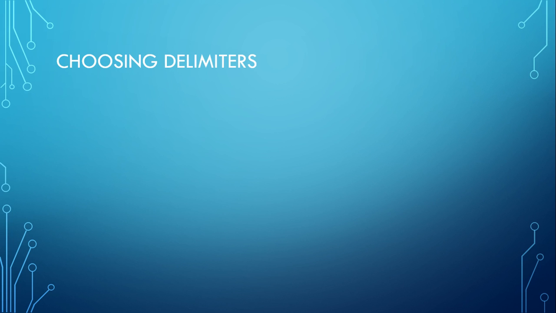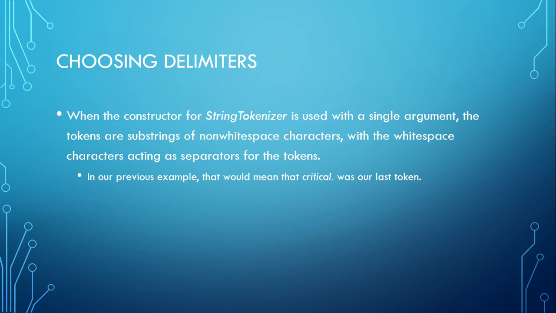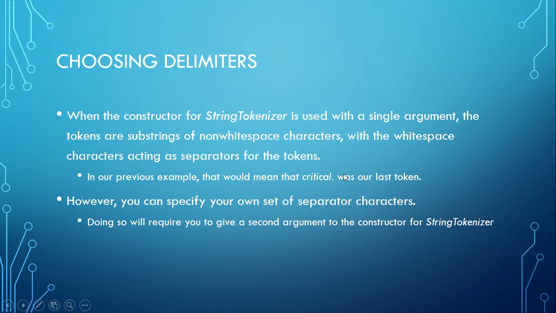Alright, let's talk about choosing delimiters. This is very important to take note of here. When the constructor for StringTokenizer is used with a single argument, the tokens are substrings of non-whitespace characters, with the whitespace characters acting as separators for the tokens. So in our previous example, that would mean that "critical." was our last token. And you'll notice that there is a period here. Technically, is a period a word? No.